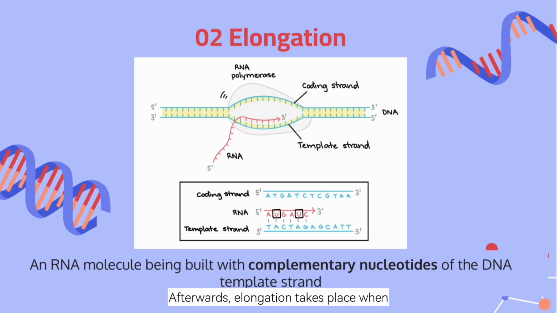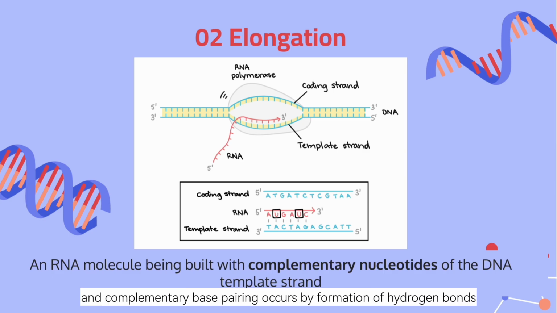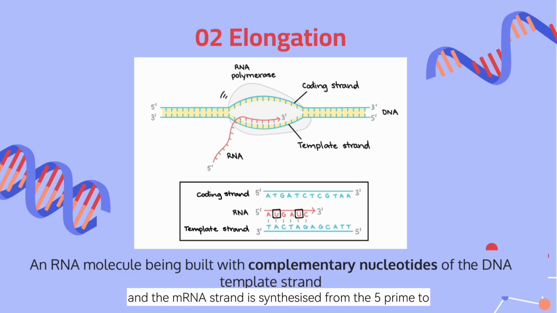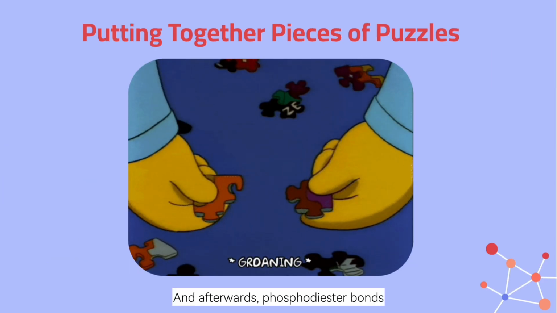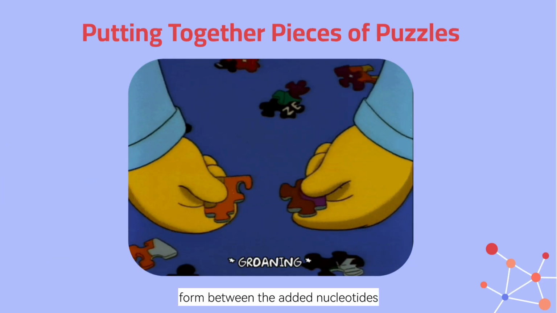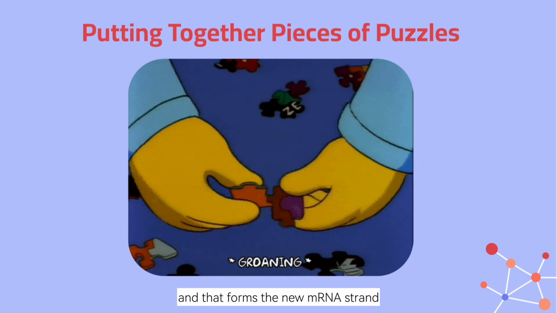Afterwards, elongation takes place when RNA polymerase adds complementary RNA nucleotides to those on the DNA template strand, and complementary base pairing occurs by formation of hydrogen bonds, and the mRNA strand is synthesized from the 5' to the 3' direction, as you can see over here. And afterwards, phosphodiester bonds form between the added nucleotides, and that forms the new mRNA strand.